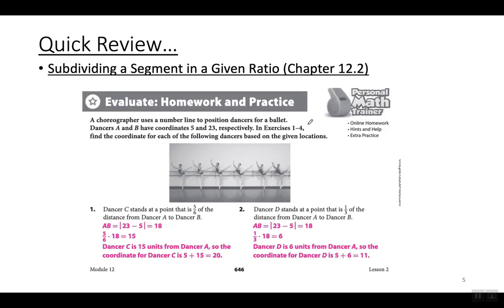Now, there was also a chapter on subdividing a segment in a given ratio. Hopefully seeing these examples will refresh your memory a little bit. When we get to those questions, I'll go over it. If you feel you need to review that, you could find more information on that in chapter 12.2.